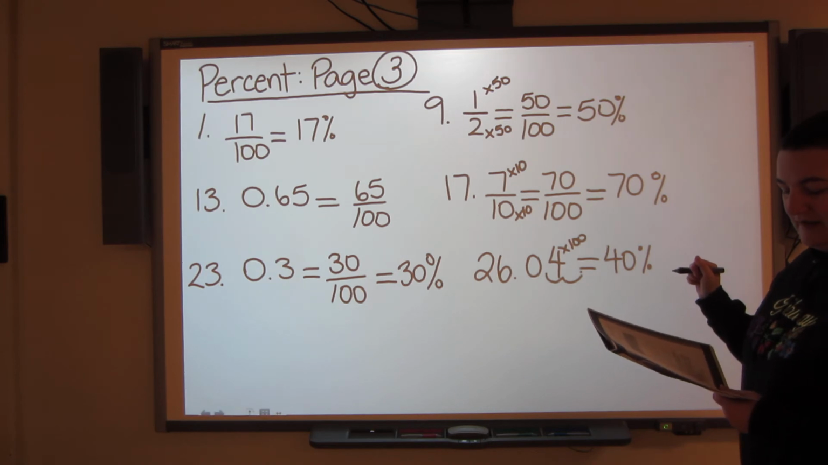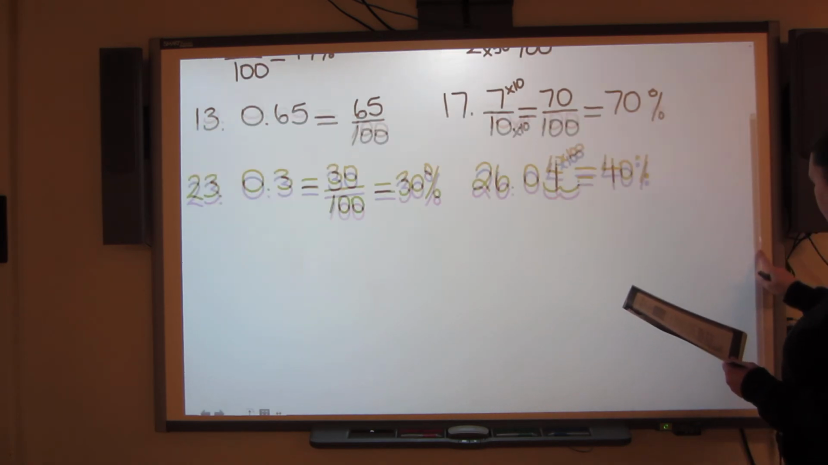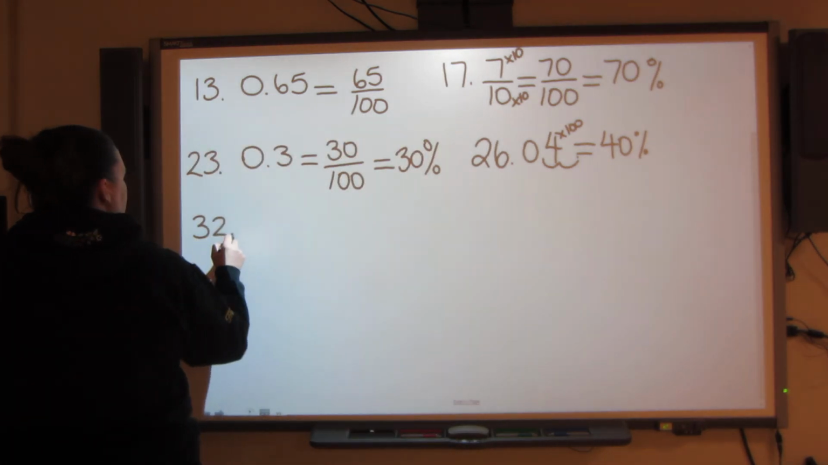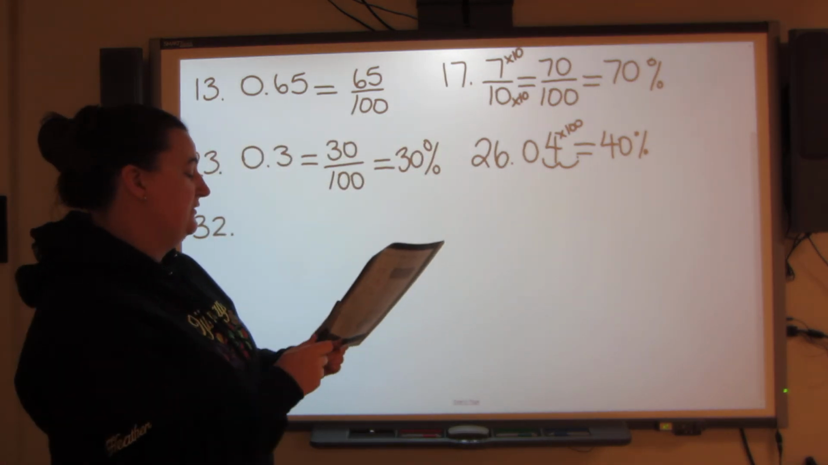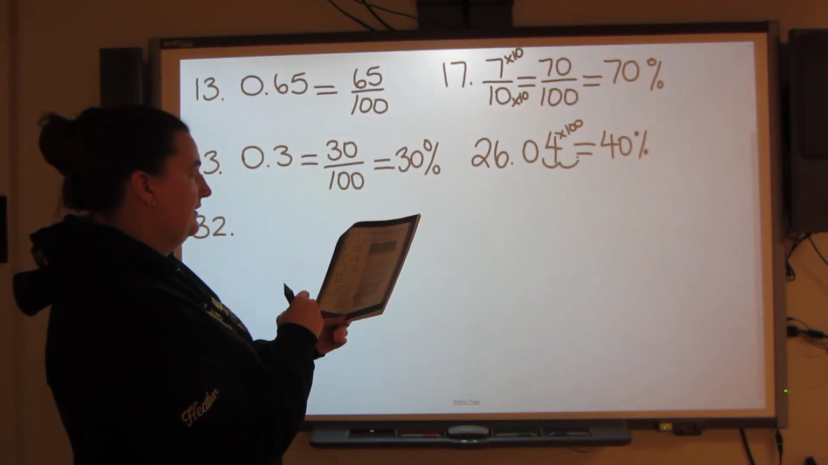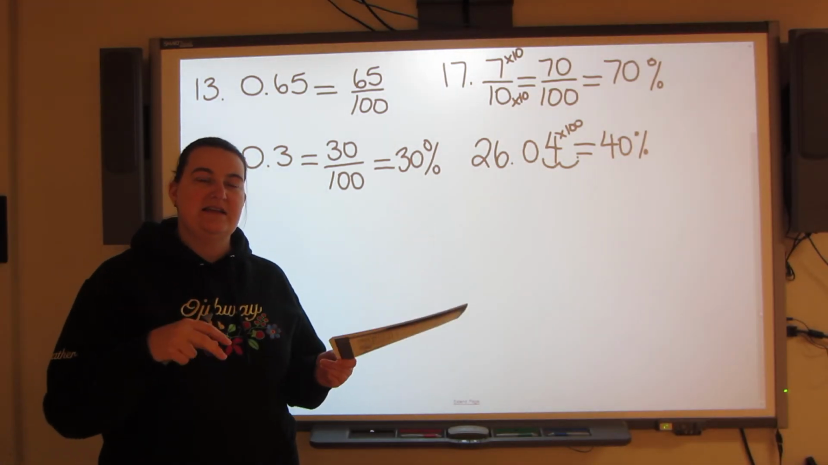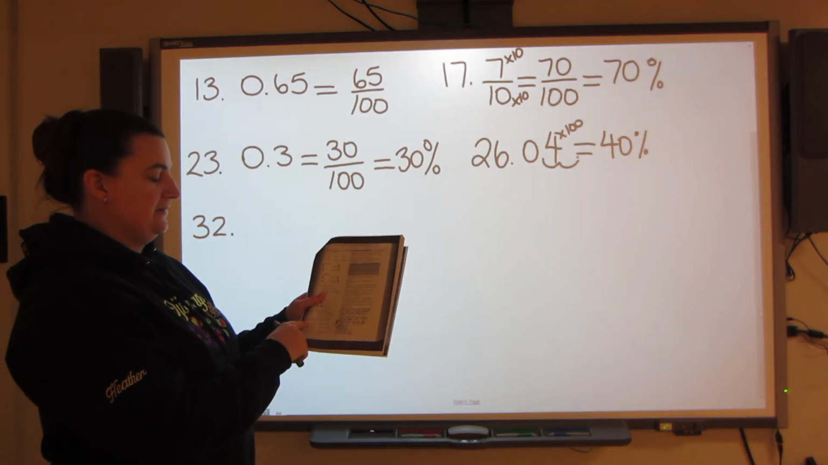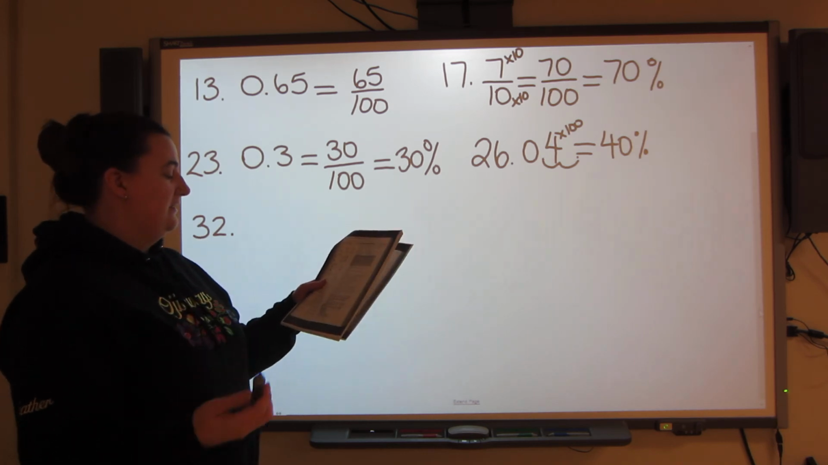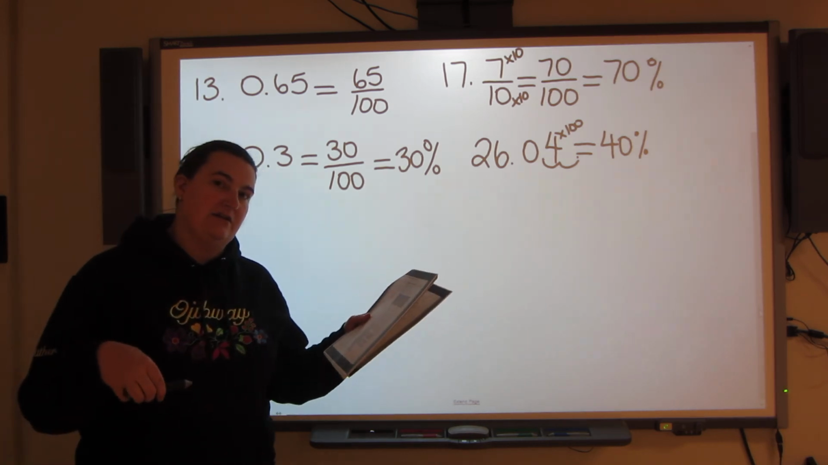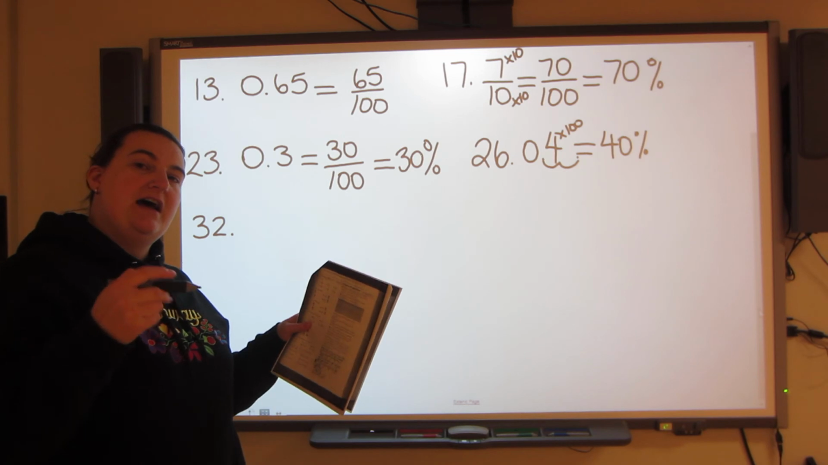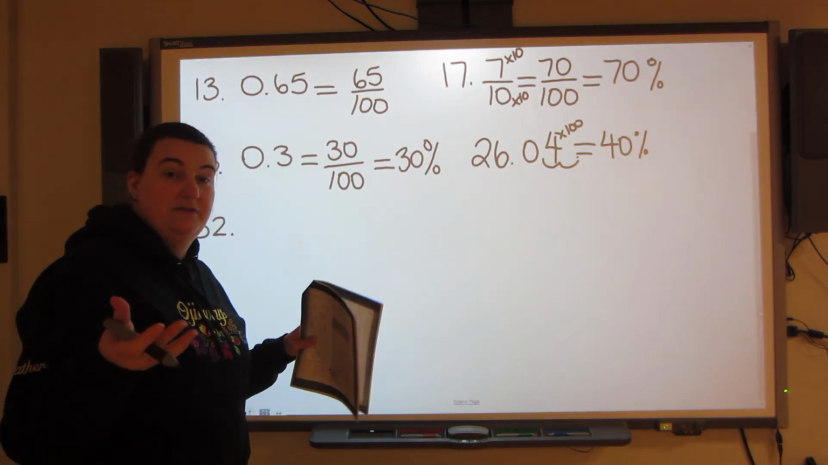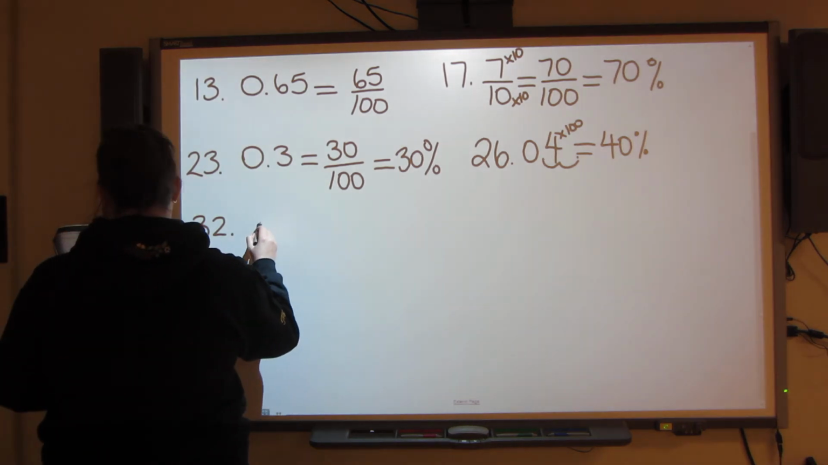All right, now let's take a look at number 32. It is asking you to compare the percents, the decimals, and the fractions. You're going to replace the little dot with greater than, smaller than, or equal to. So what you have to do is figure out, is one bigger than the other, or are they equivalent? Let's do an example of number 32.